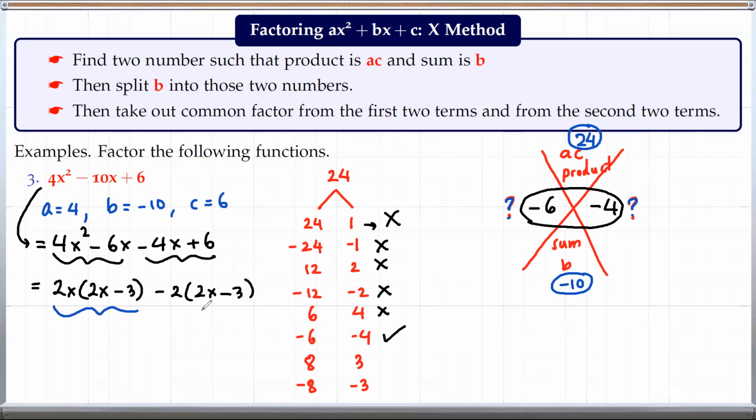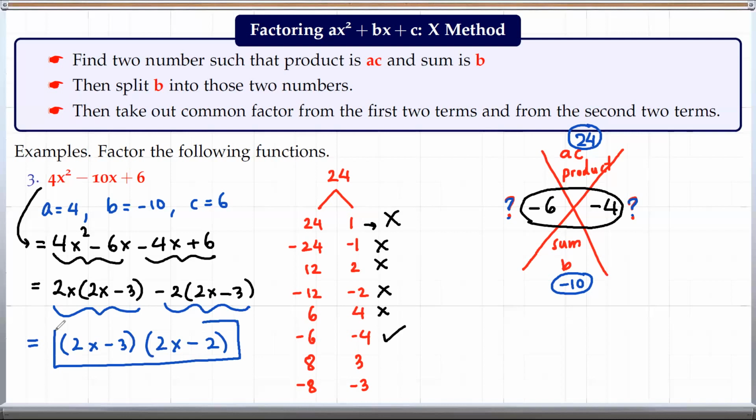Now we look at these two terms and see if we can factor out anything. So we see 2x minus 3 common in both of them. So 2x minus 3. If you take 2x minus 3 out from here, you are left with 2x. And if you take 2x minus 3 out from here, you are left with -2. So these two are the factors.